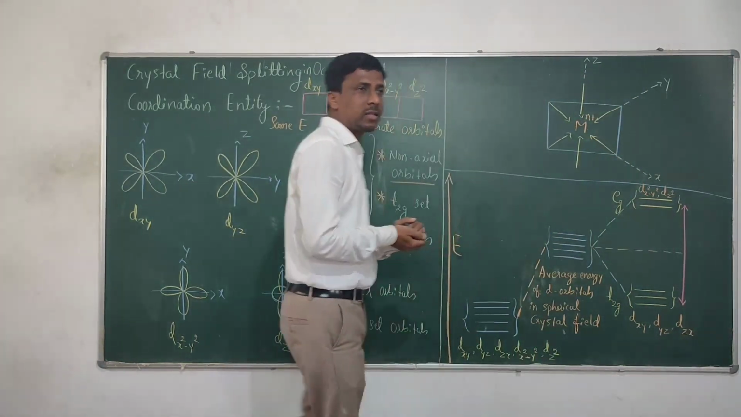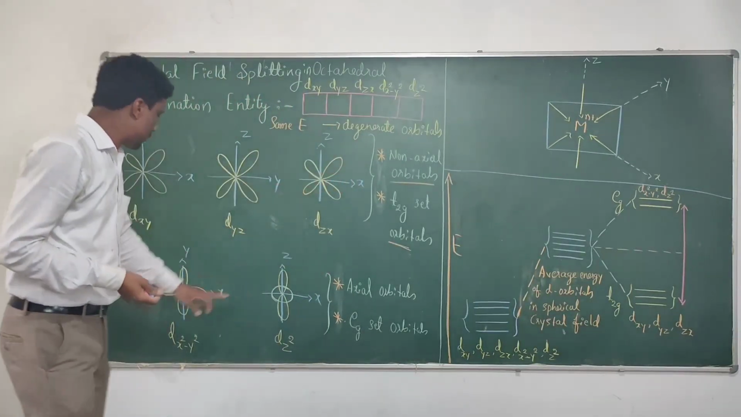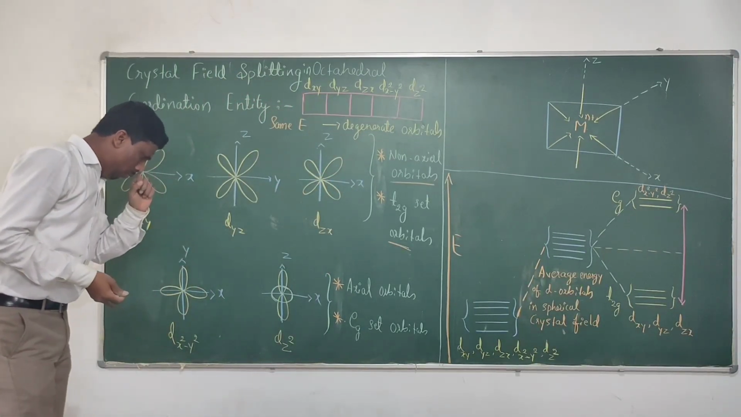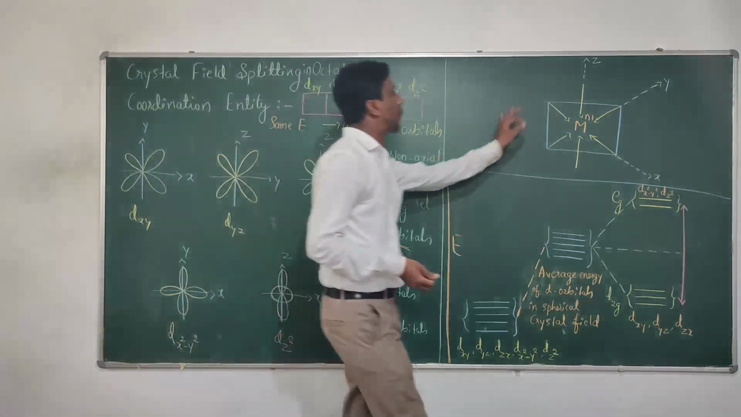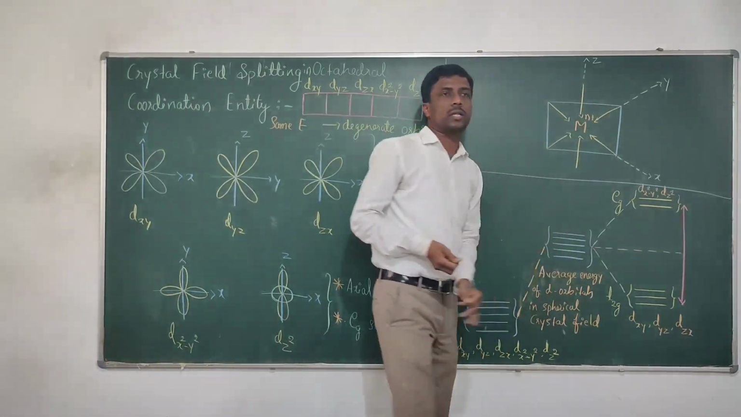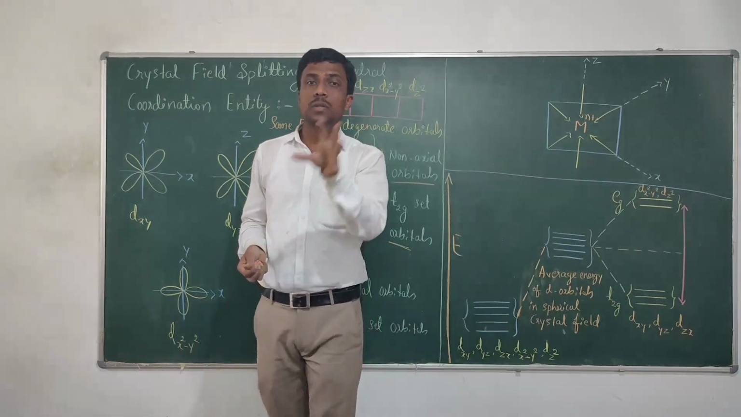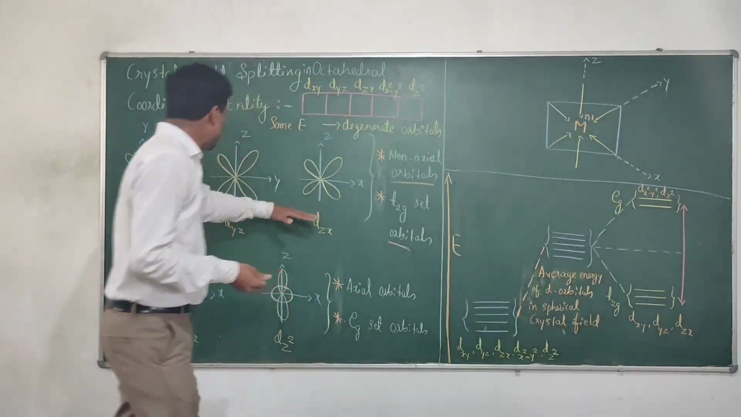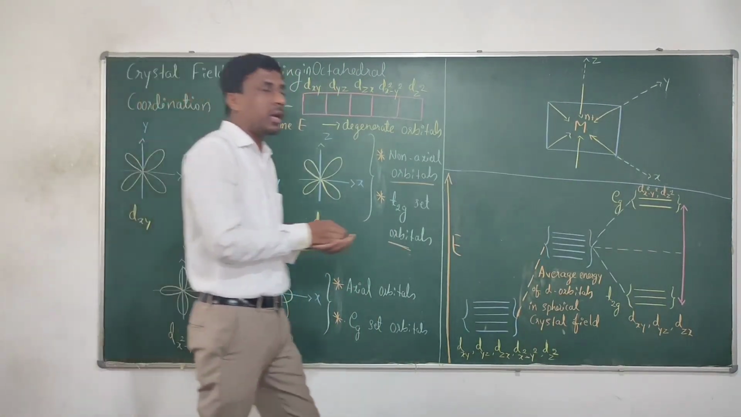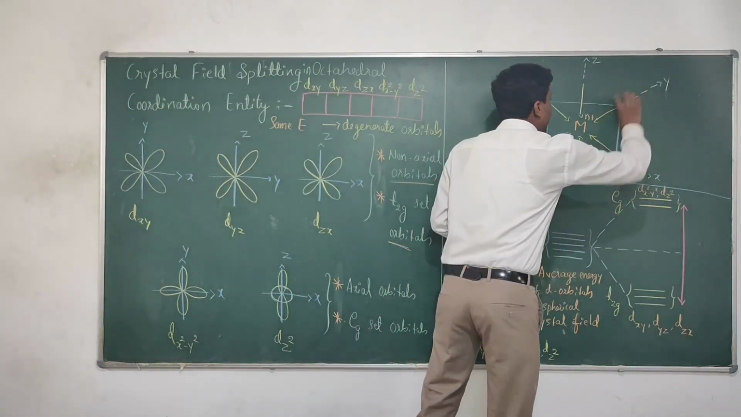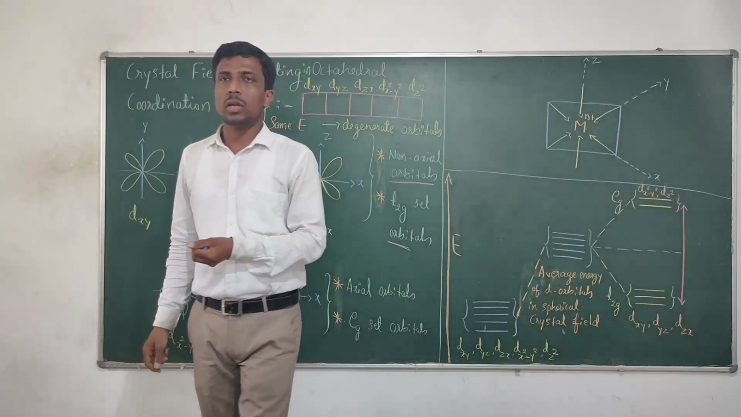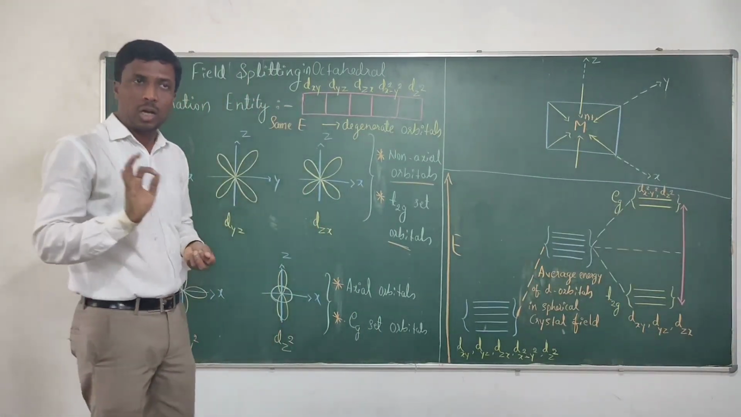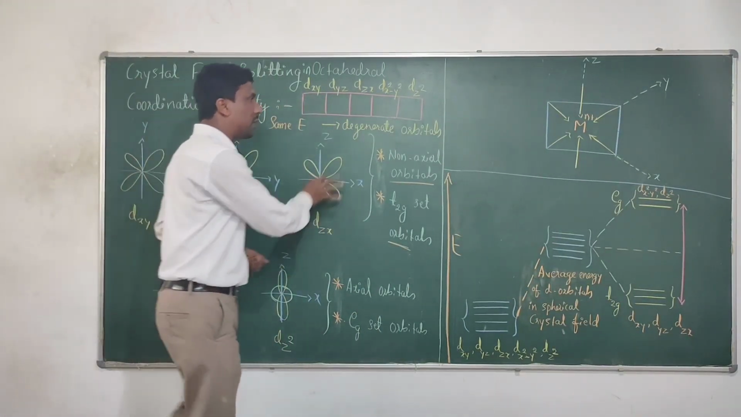Along the coordinates, on the coordinates, dx square minus y square and dz square orbitals are present on the coordinates. They are having their lobes on the coordinates, and these 3 orbitals are having their lobes present in between the coordinates.